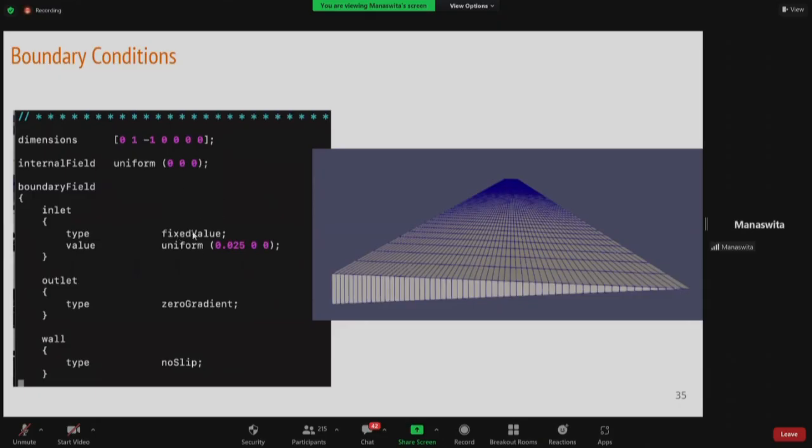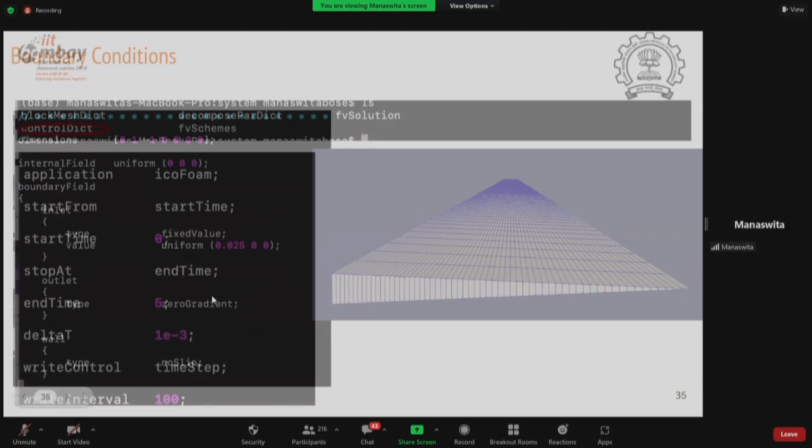We have to define the boundary conditions. Here we have given the boundary conditions. This is uniform; numerically we can define uniform velocities also. In the flow direction it is 0.025, and the other two components are 0. The outlet is zero gradient, so that means duz/dz, or dux/dx, is 0. Walls are no slip. These are the boundary conditions we have supplied.